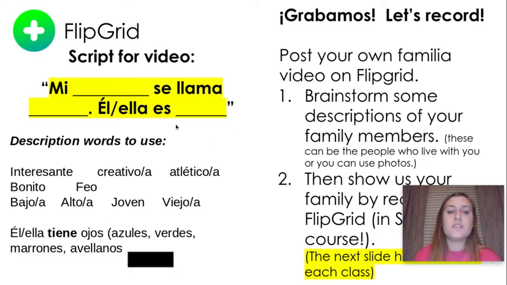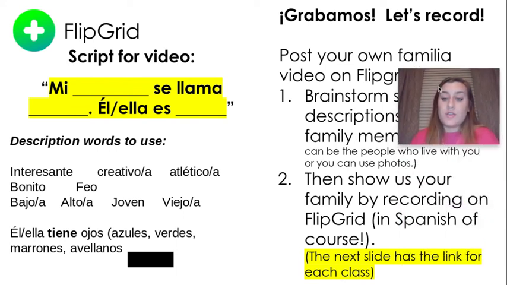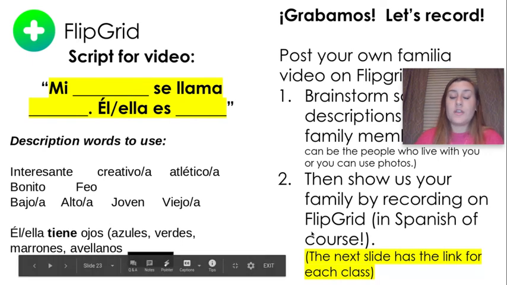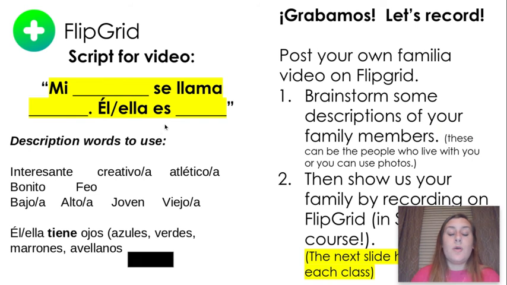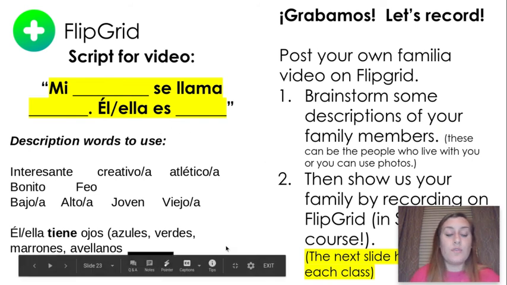So your Flipgrid is just a video of yourself. You can use your phone or you can use your Chromebook, whatever is easier for you. What you're going to be doing is you're going to be brainstorming some descriptions of your family members. You're going to be introducing your family members to us. And then you're going to show us your family by recording on Flipgrid in Spanish. Please do not email me asking me if this has to be done in Spanish because it definitely does have to be in Spanish. The whole goal is to use a lot of the family vocab that you'll learn this week and then kind of a review on descriptions.